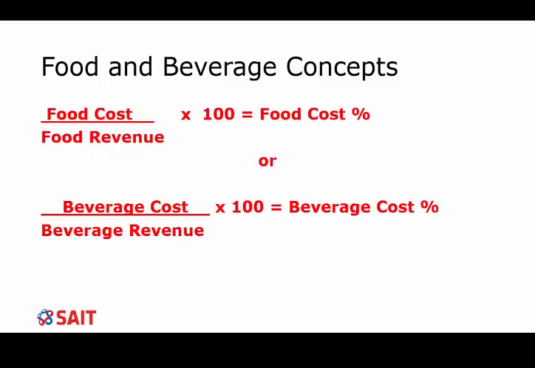Specifically, when we're talking about our food and beverage cost percentage, it starts with this formula: cost divided by revenue. So whether it's food cost divided by food revenue, that's going to give us our food cost percent, or if it's our beverage cost divided by our beverage revenue, that is going to be our beverage cost percentage. Pretty main formula that we've used on a consistent basis up to this point as well.